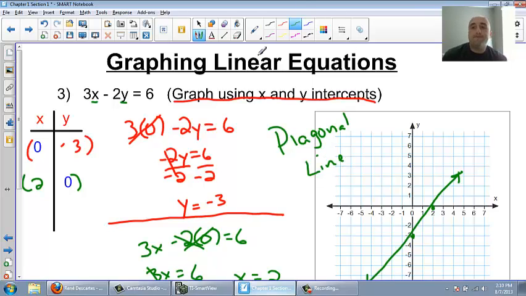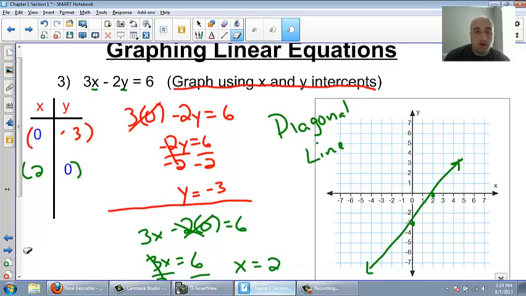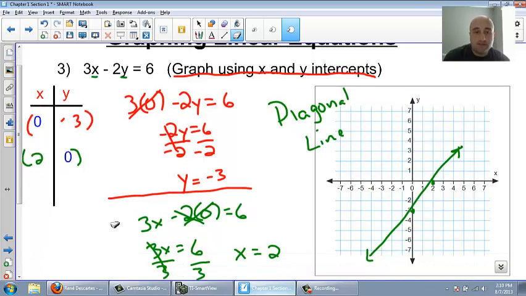We have a diagonal line. When it only has an x or a y, it is a vertical or horizontal line. When it has both x and y, like this one does, it is called a diagonal line. Hopefully that is good for you. It should still be a review, but hopefully that makes some sense.